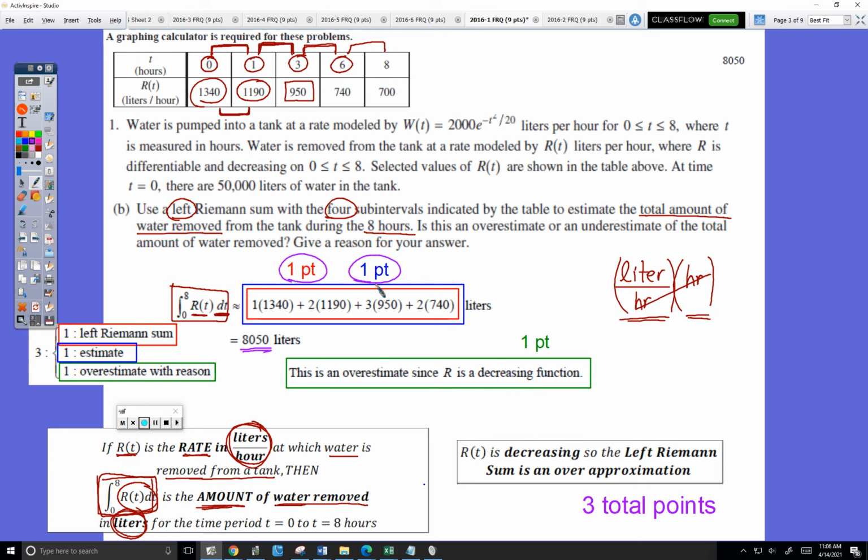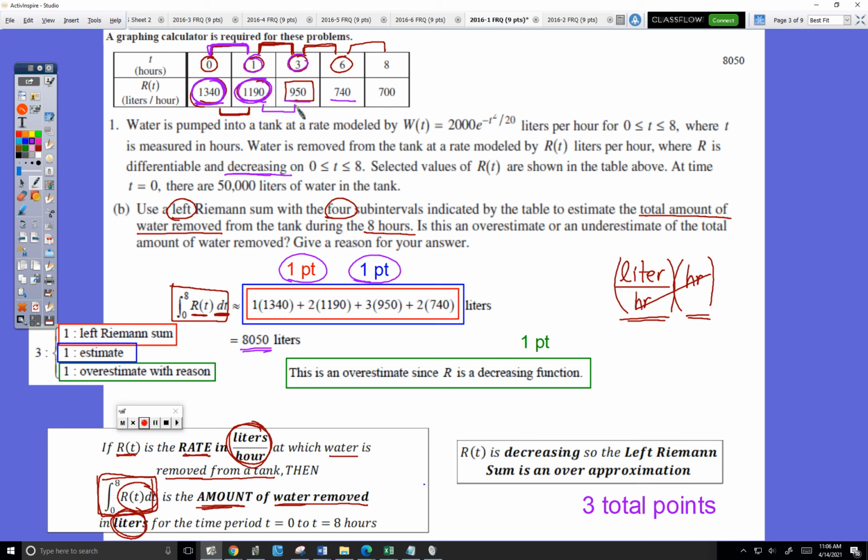Is this an overestimate or an underestimate of the total amount of water removed? Well, notice, they told us R was decreasing. So the values of R are always going down. That means every time we pick a value on the left of a subinterval, that's going to be more than the actual rate during that hour. And then here we pick this value on the left from hour 1 to hour 3. That's more again than the rate will be during that entire 3-hour period. So we're definitely getting an overestimate.